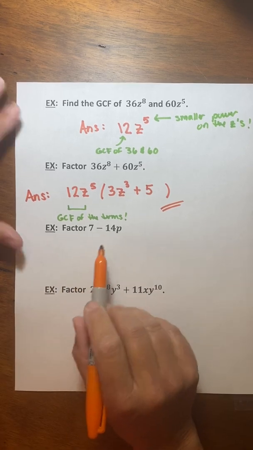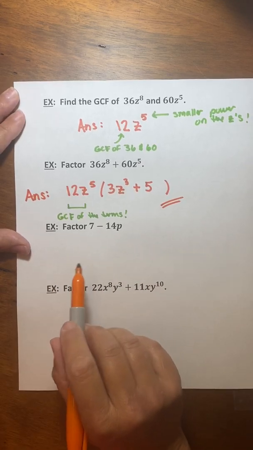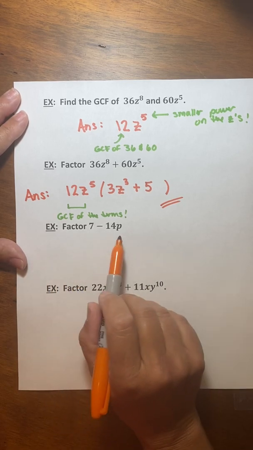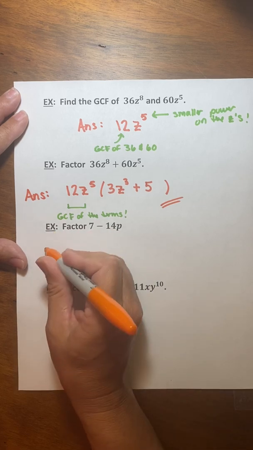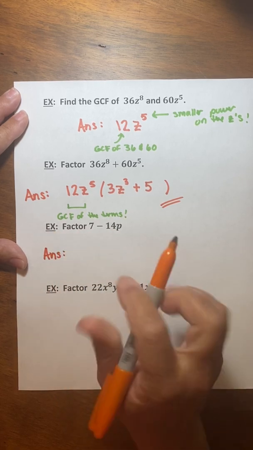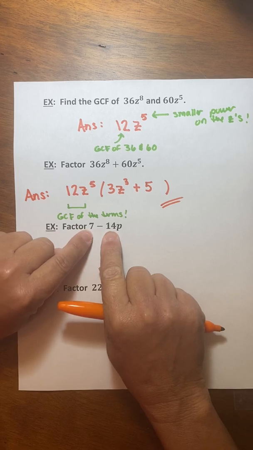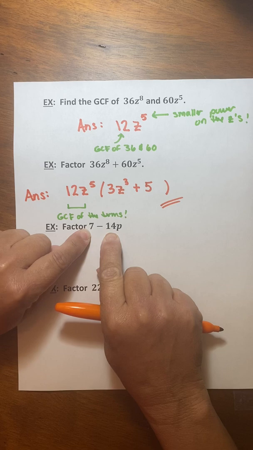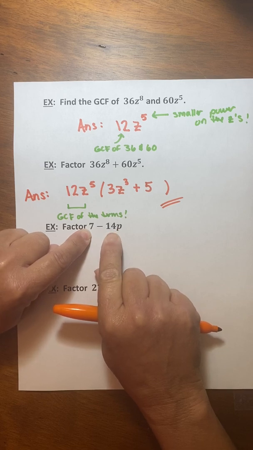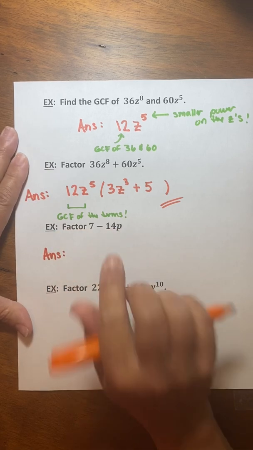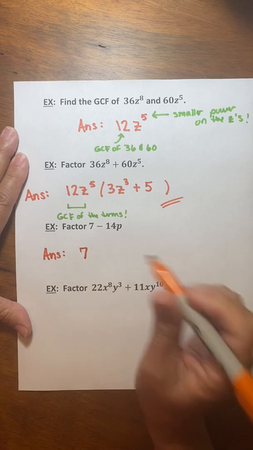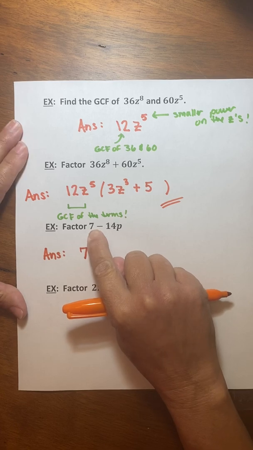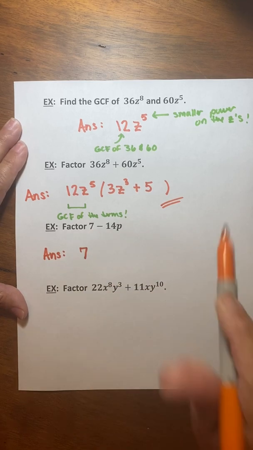All right, let's look at this guy. This looks like a very simple problem, but often the simple problems give us the most trouble. Factor 7 minus 14p. Well, we look at the numerical parts. The greatest common factor of 7 and 14 is 7. The only factors of 7 are 1 and itself, and 7 also happens to be a factor of 14. So I'm going to pull out the greatest numerical coefficient factor, which is 7. There's p's here, but there's no p's here, so we can't take p's out unless p's appear in every term.